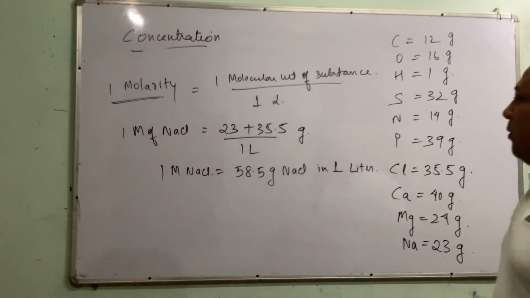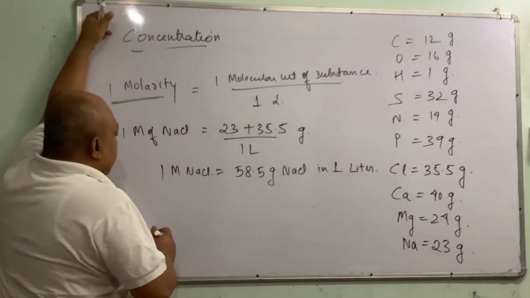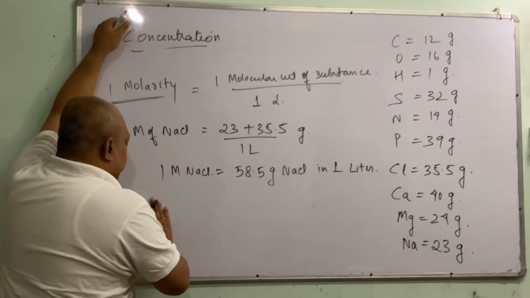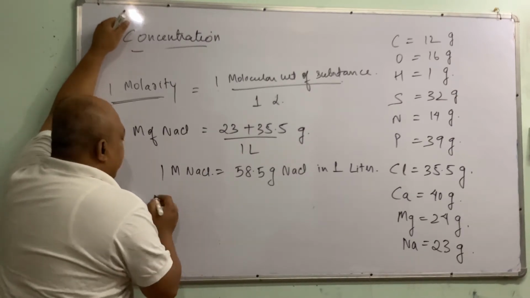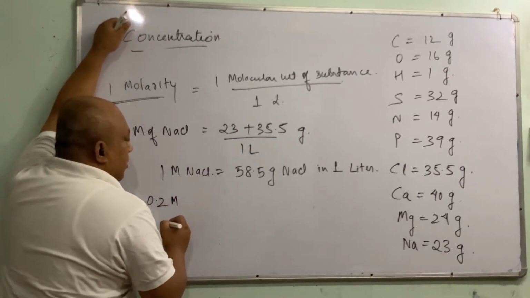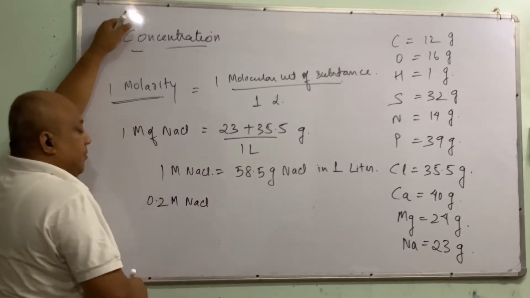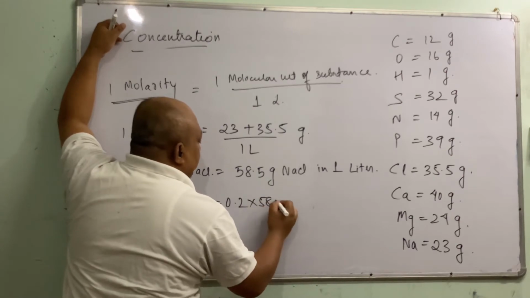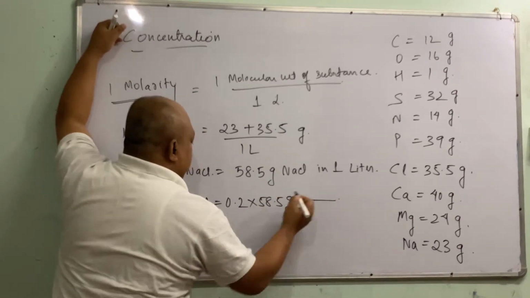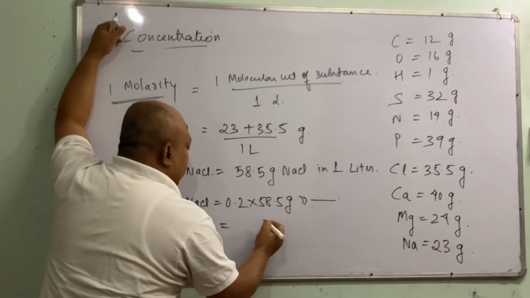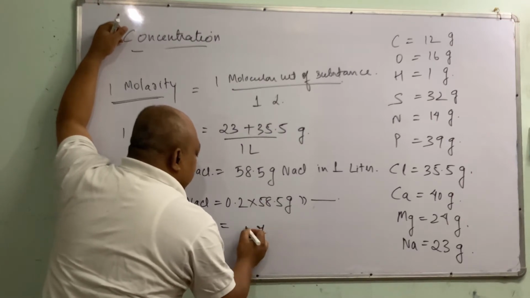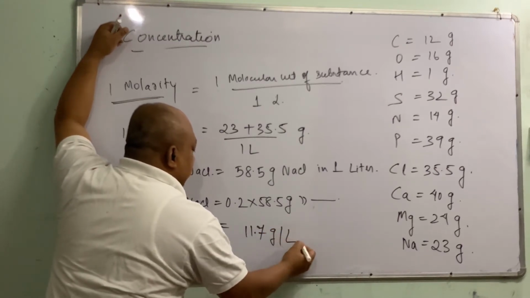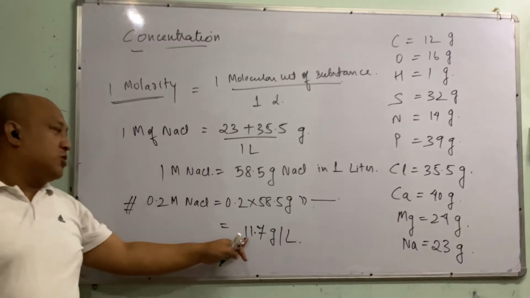Okay. Now, say for example, this is 1 mole. If I say 0.2 mole NaCl, this is another example, then it is 0.2 into 58.5 grams of NaCl in 1 liter. That is 11.7 grams of NaCl. This solution is going to give 0.2 moles of NaCl.